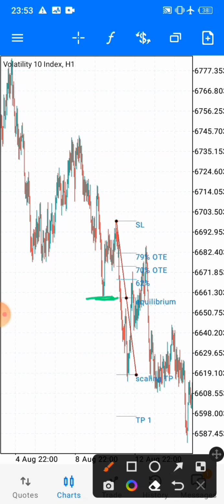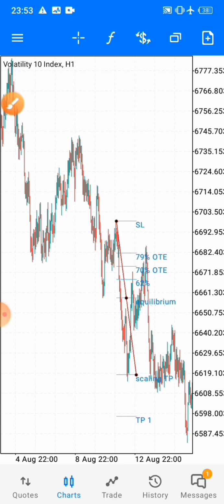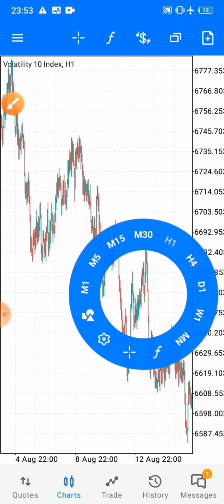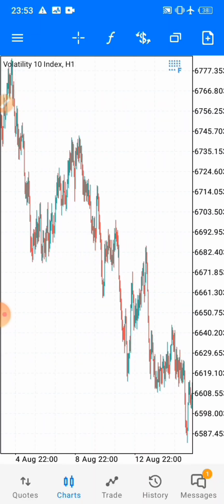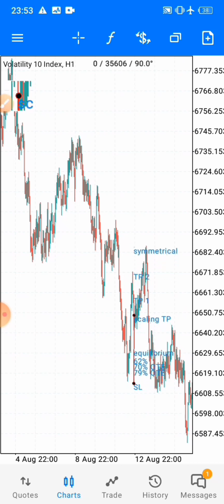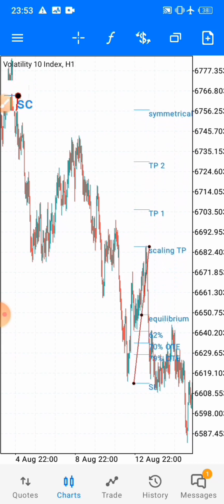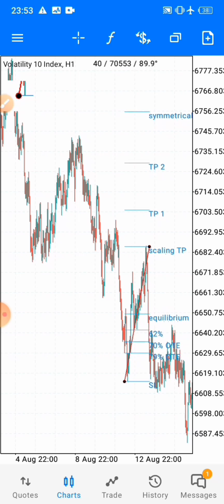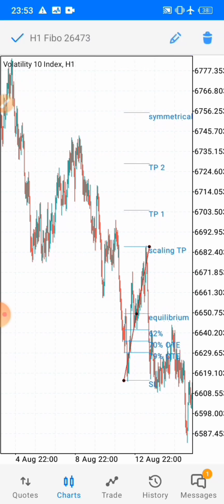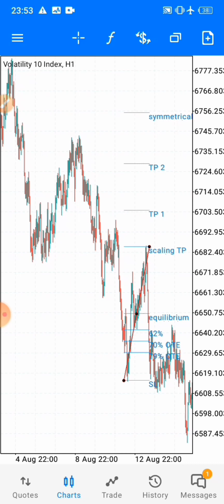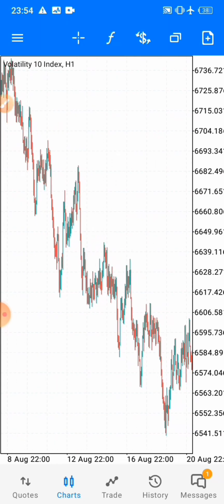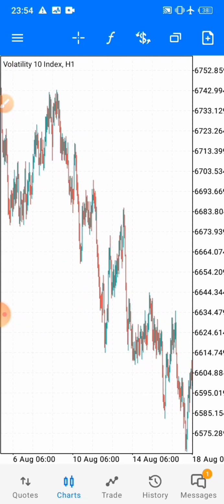Let's say we are doing it for a buy. Go to your tools, then we mark from the lowest point right here to the highest point right there. Though this is not a valid buy setup. So that's how you draw your Fibonacci.